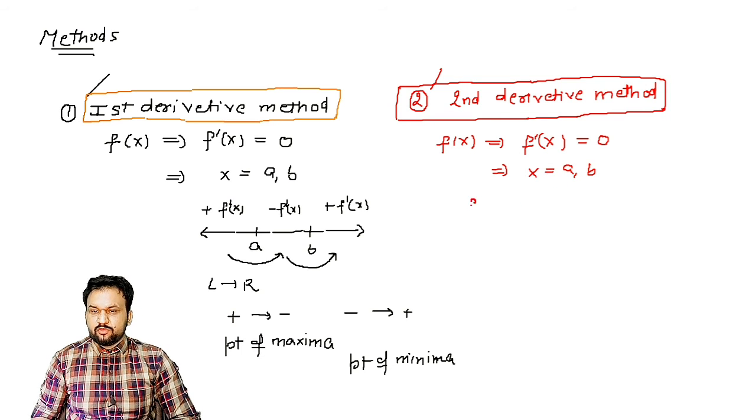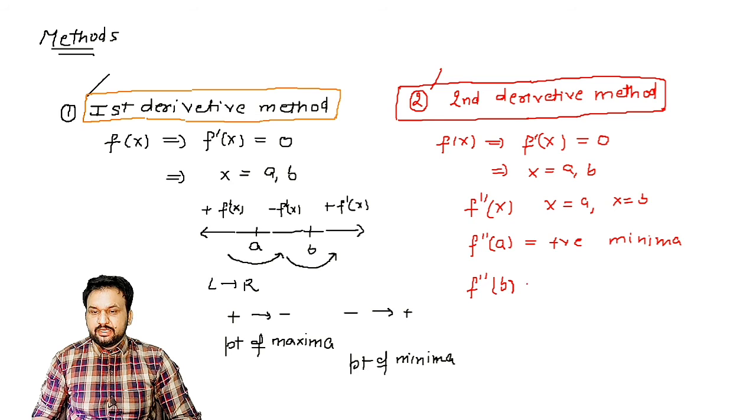After that, what you will do is find the double derivative of this function, and substitute the value of x, like x is equal to a or x is equal to b. We will check it. If your f double dash x at a gives you a positive result, then this point is a point of minima. And if at some point like at b it gives you a negative result, then this is a point of maxima. A positive result of the double derivative means point of minima, and a negative result means point of maxima.